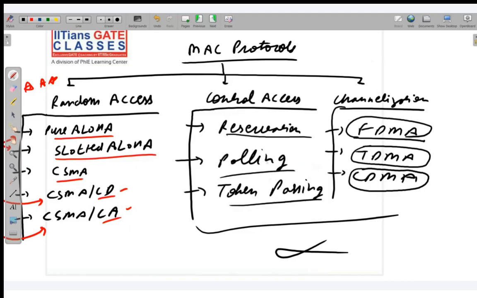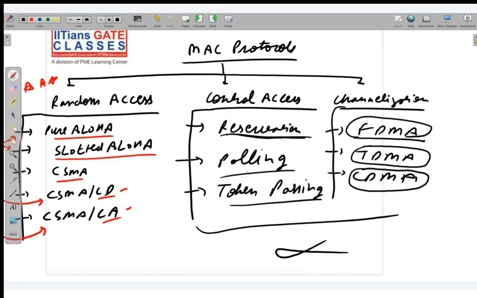But if you want one line, reservation means if a station wants to send data, it will reserve a slot. Like when you travel in a train, before traveling you make a reservation so that your berth is reserved and you go and sit on that berth. That is the scenario here. Every station will do reservation, and according to the time slot given, that station will send the data. Only one line I am saying; it is not in the GATE syllabus, just to give you an idea.